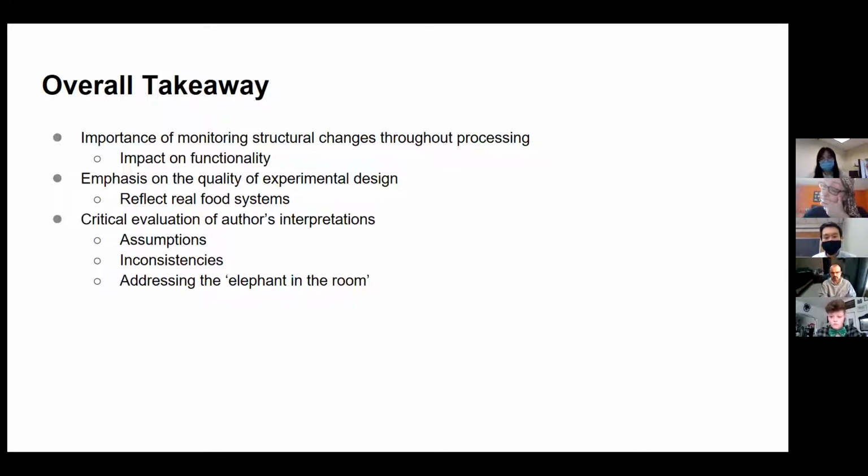scrutinize the author's interpretations in papers, recognizing their assumptions, identifying inconsistencies in their findings, and then also being able to address the elephant in the room. So for example, like earlier, in my paper, paper 1, they concluded that the higher pH were more suitable for liquid food applications. They didn't consider the solubility curve. They just went on the basis of the gelation results.